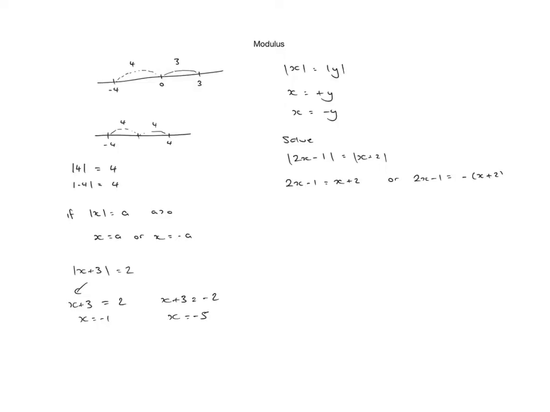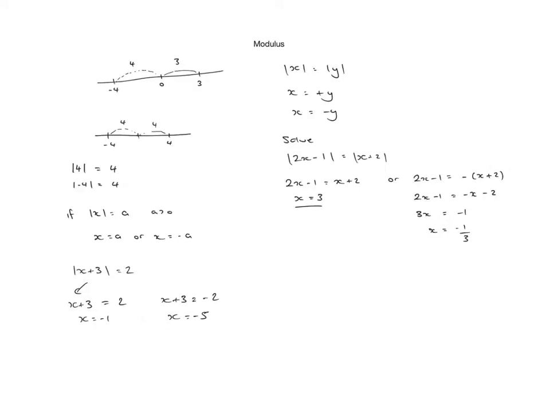So we'll solve the first one on the left-hand side, and we get x is equal to 3 as our first solution. Or if we solve this one, we get 2x minus 1 is equal to minus x minus 2. That means what we're going to get is 3x is equal to minus 1 on this side, and x is equal to minus a third.